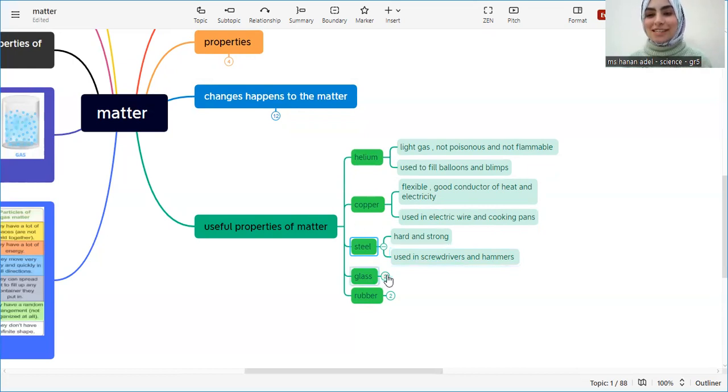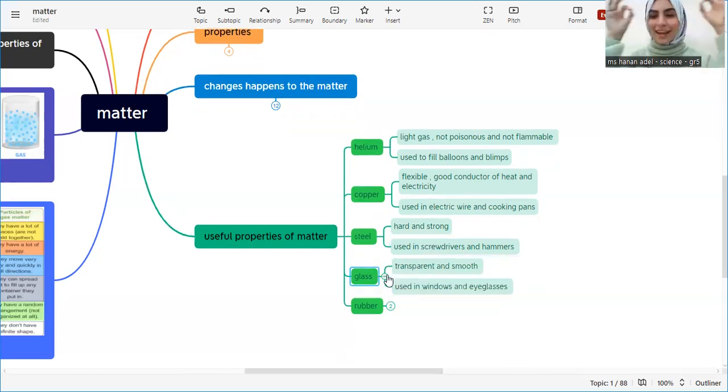The next one is glass. It's transparent. If I wear glasses right now, I can see you through this glass here. So it's transparent, you can see what's behind it. And it's also smooth. So we can use it in making windows and eyeglasses because it's transparent.